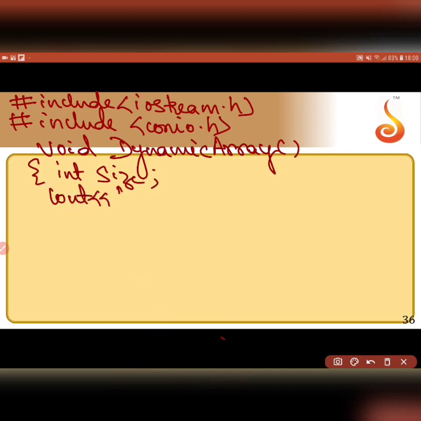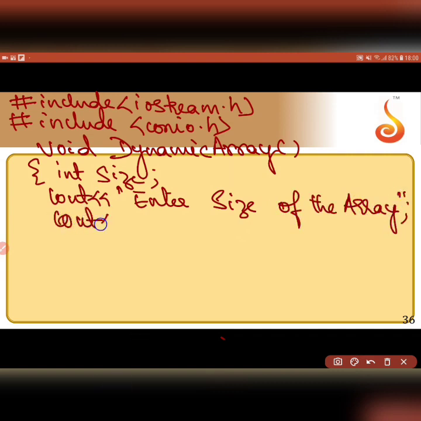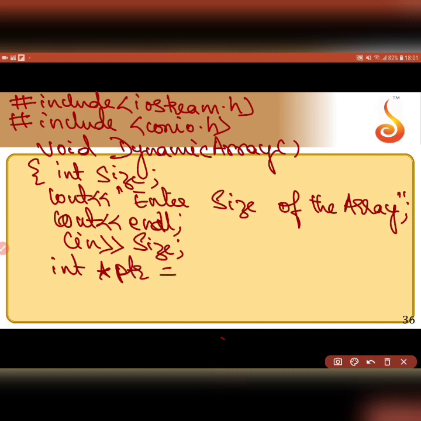cout, enter size of the array, cout endl. Then I'll say cin size. After that, what I will do, int star ptr is equal to new int of size.